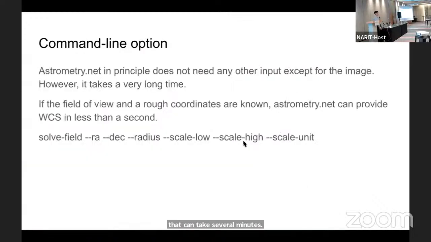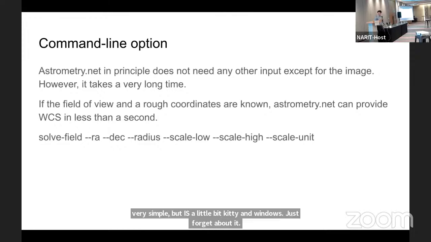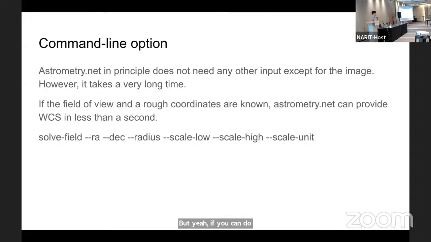There's also a command line option if you install this thing on your computer. It is not the most difficult thing to install, especially if you have Linux. It's very simple, but Mac OS is a little bit iffy, and Windows, just forget about it. But if you can do this, then all these additional parameters can be given a lot easier.